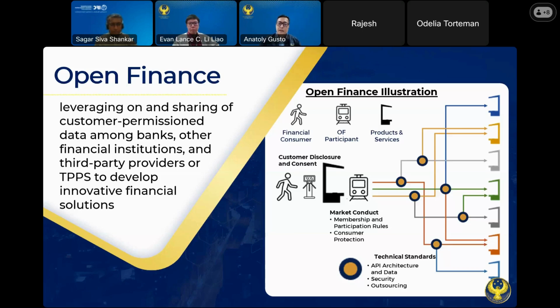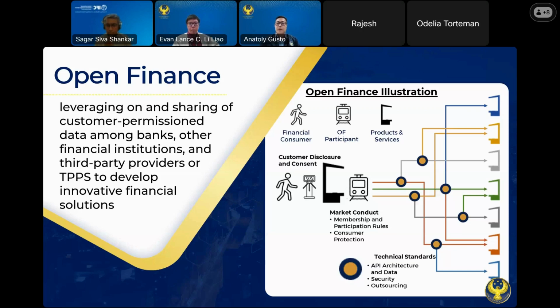Open finance, as most of you are aware, is about a customer permission data sharing model to further empower consumers and businesses alike. It allows banks, financial institutions, and third parties to access customer data to develop financial solutions and offer services tailored to clients' needs. As an illustration, one can think of open finance as a thriving multi-platform transport system.